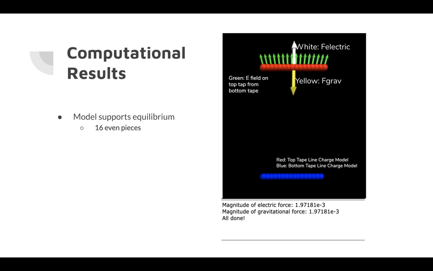So this is a screenshot of my code when it runs. The white arrow represents the force of electricity, the yellow arrow represents the force of gravity, and the green arrows represent 16 E fields that are coming from the bottom tape on the top tape. And then on the bottom of my screenshot, I have the magnitude of the force of electricity, which is equal to the magnitude of the force of gravity, which are both 1.97181 e to the negative 3.